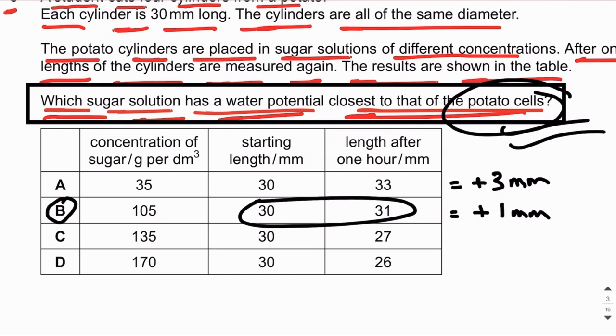Because the change in length is final minus initial. So this is the final length and this is the initial length, right? So always remember that change in length equals final length minus initial length. So 33 minus 30 is plus 3. So plus 3 is the change over here. In B, plus 1 is the change. 27 minus 30, over here the change is minus 3 millimeters, or we can say the length decreases by 3 millimeters, and over here the change is minus 4 millimeters and the length decreases by 4 millimeters, right? So the minimum change is in B, and that would be expected if you place a potato cylinder in a solution that has a water potential closest to the potato cells.